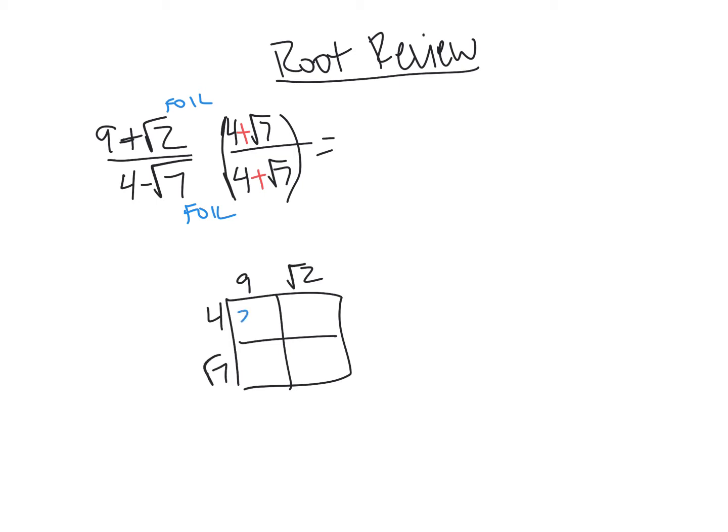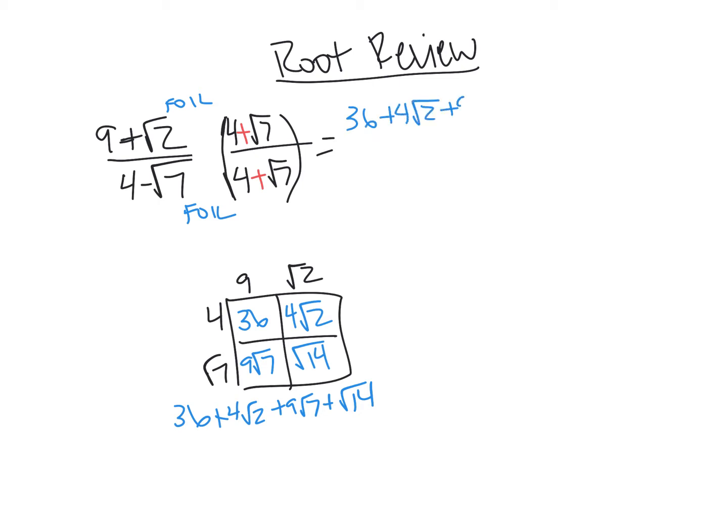So I'm going to multiply. 9 times 4 is 36. 4 times square root of 2 is 4 root 2. 9 times root 7 is 9 root 7. Root 7 times root 2 is root 14. So if we combine, we have 36 plus 4 root 2 plus 9 root 7 plus root 14. So that goes over here on top.